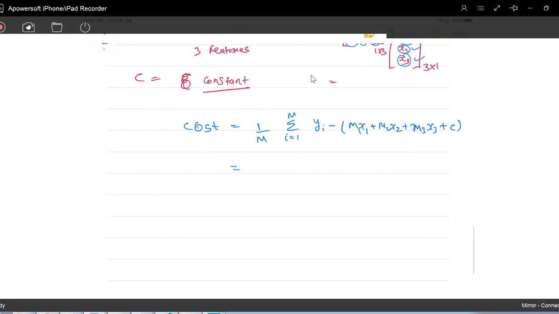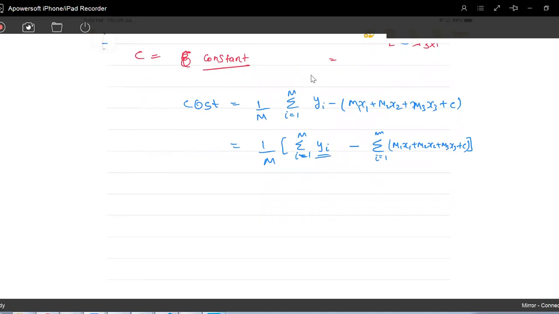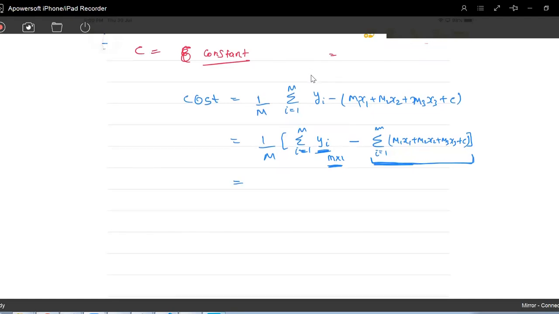Let me take the summation inside. Summation i equal to 1 to m of y i, minus the summation of m1 x1 plus m2 x2 plus m3 x3 plus c, summation i equal to 1 to m. I took the summation inside. Now, the dimension of this y i is m into 1. So what should be the dimension of this expression? It should also be m into 1, and only then can we add or subtract them.